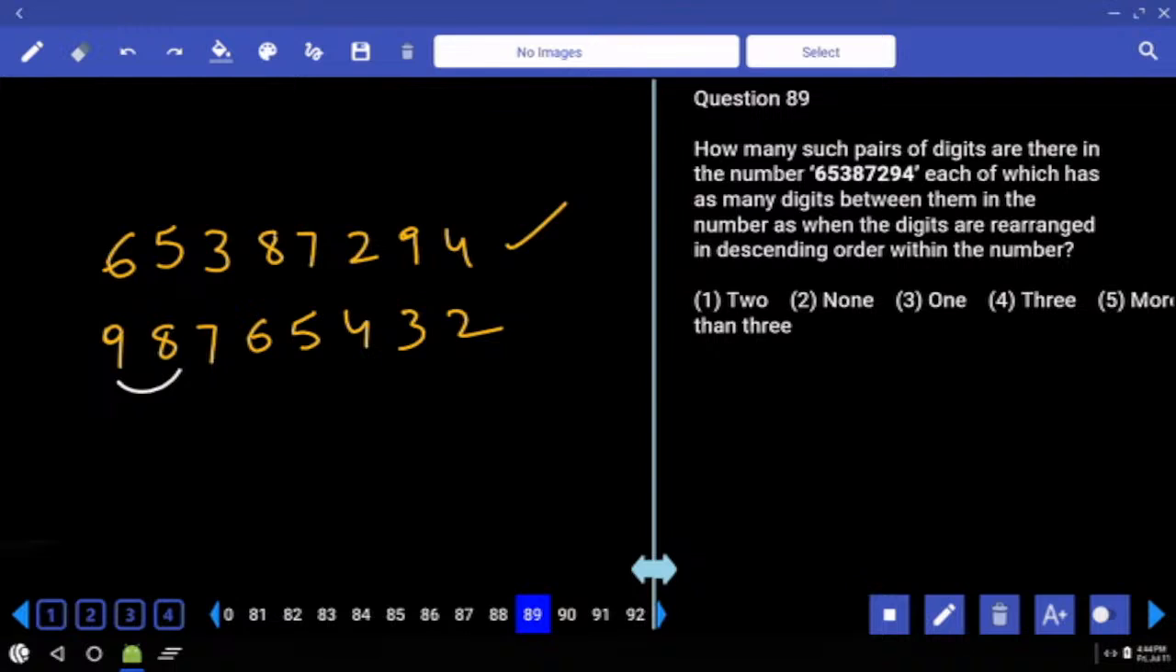Maybe 9 and 7, how many digits are there between them? Now between 9 and 7, in this one and that one, how many digits are there? Exactly. Whether the number of digits is same or not, hence it forms a pair.